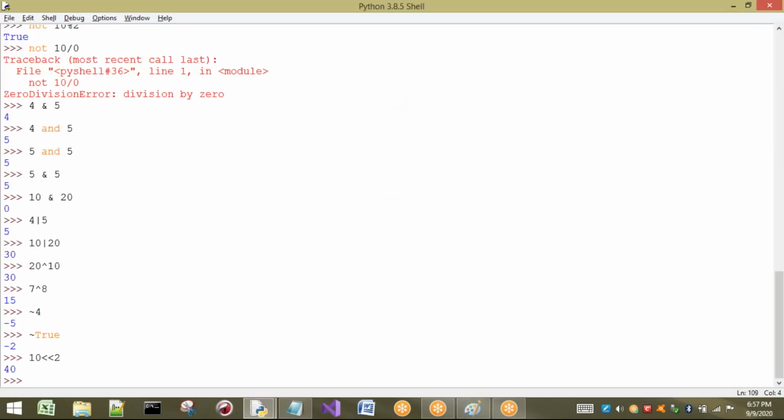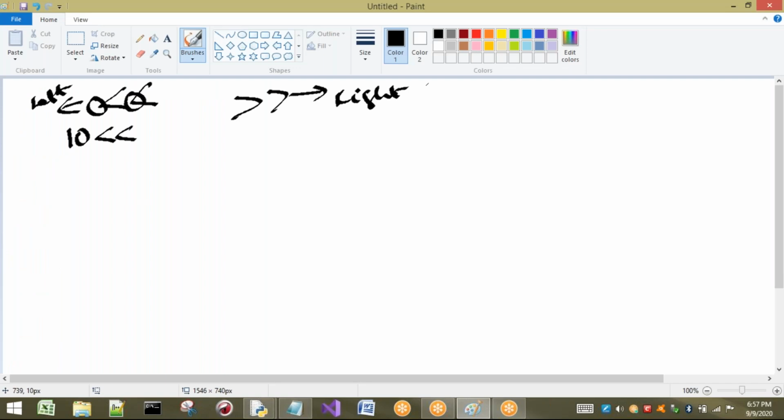Okay, now 10 left shift, how many bits? 2 bits. The meaning of this one is, 10 left shift 2 times. Again repeating, 10 left shift 2 times. So first I have to take the value 10. I will take it in 8 bits. 10 is nothing but 1 0 1 0. What I have to do is shift 10 by 2 bits.